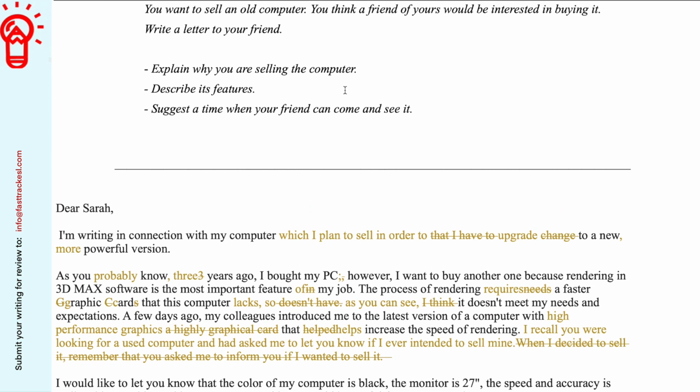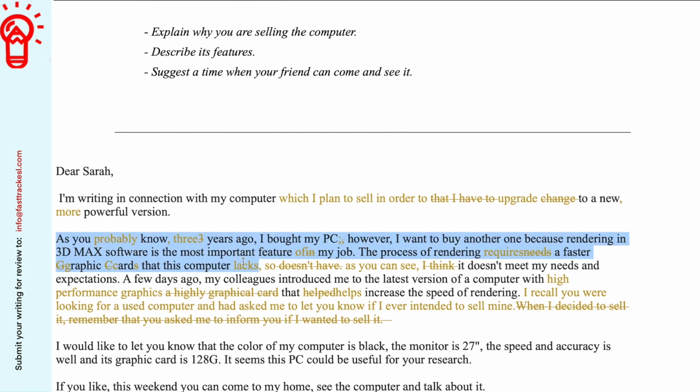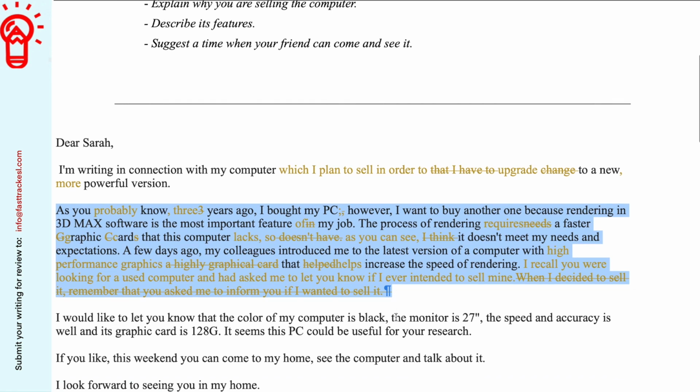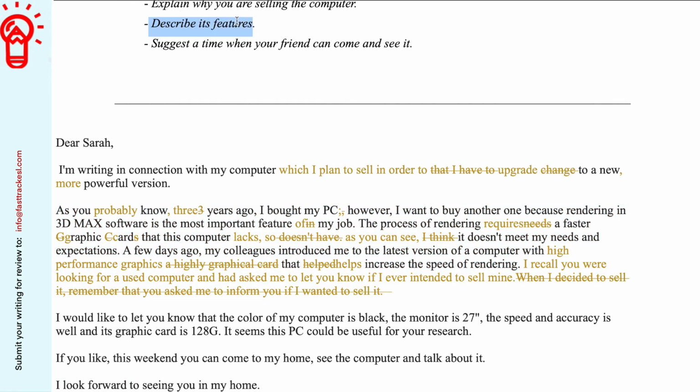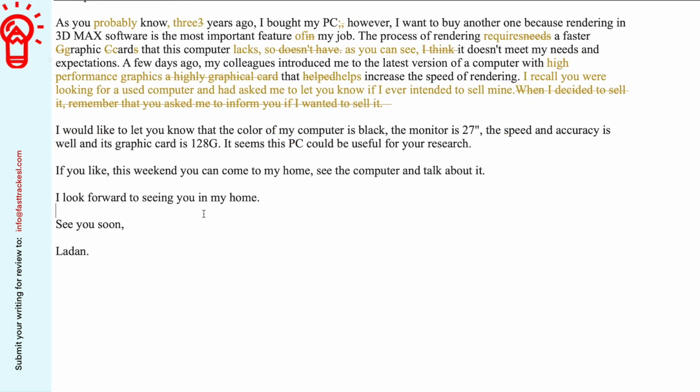So why you're selling the computer, that's aim number one, and it's been done pretty well in this paragraph. The second paragraph, the next paragraph, should be focused on describing the features. Let's see if it's done. I would like to let you know that the color of my computer is black, the monitor is 27 inches, the speed and accuracy is well, and its graphic card is 128 gigabytes. It seems this PC could be useful for your research.